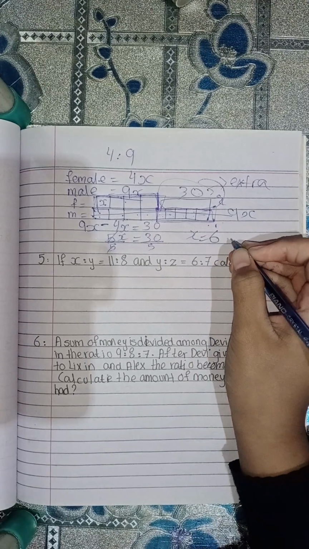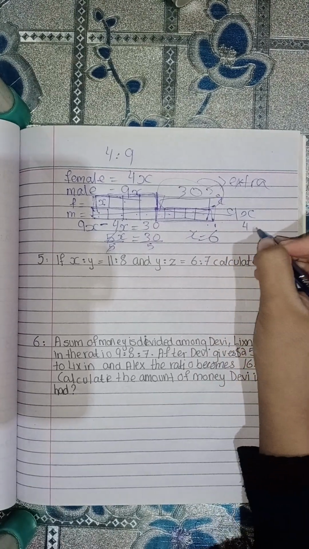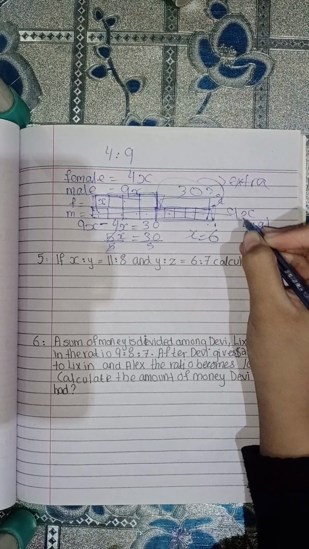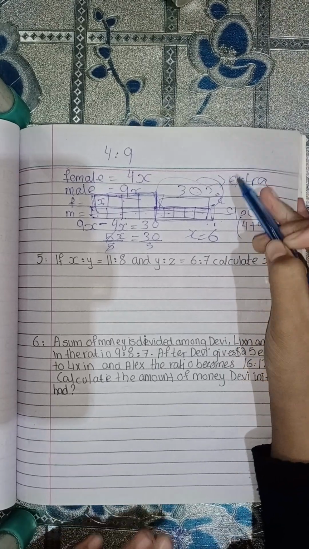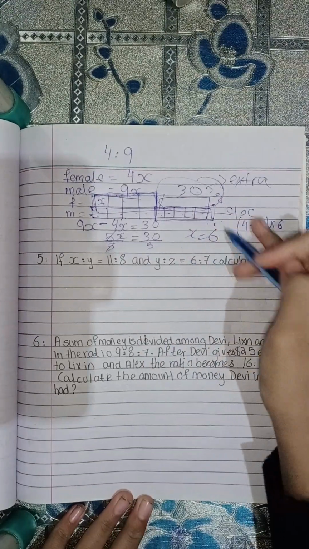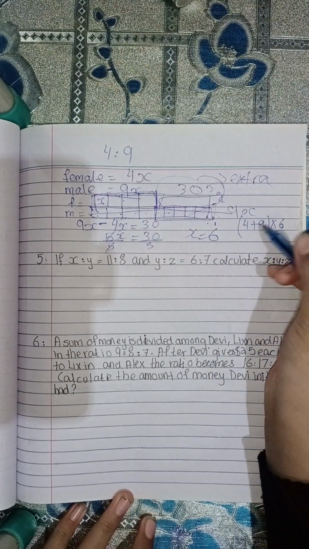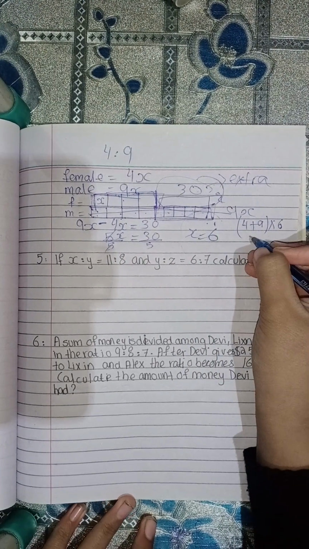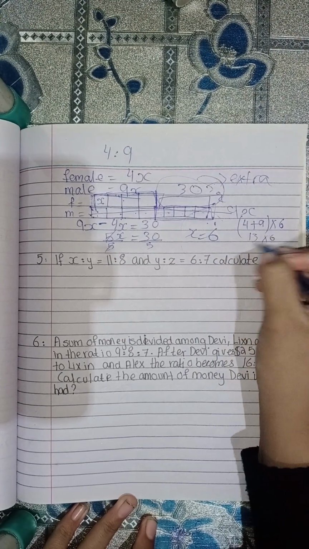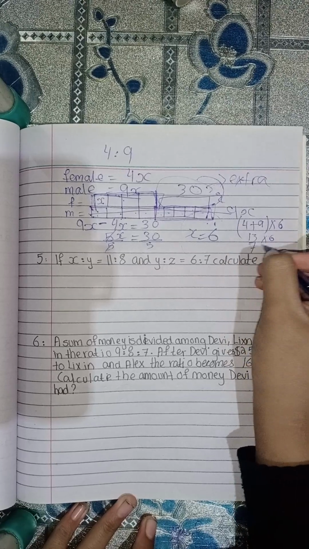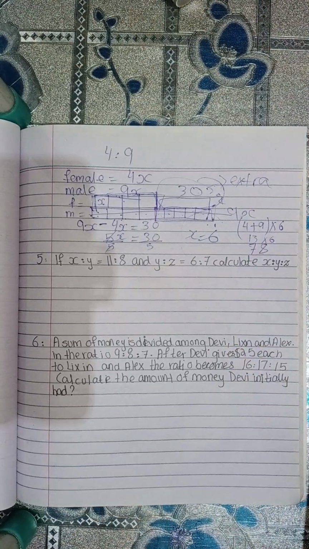Right? Now we can figure out the total number, which is 4 plus 9 from the ratio. We multiply by 6 because x was 6, yeah? So 4 plus 9 is 13 times 6, which gives us 78. I hope that's correct, yeah.